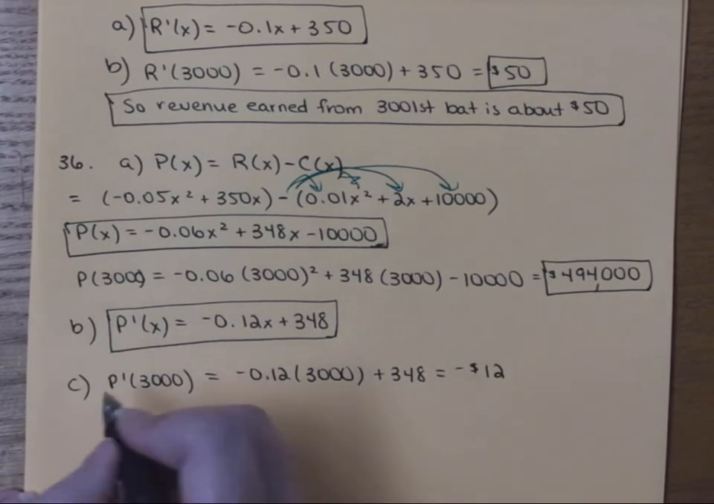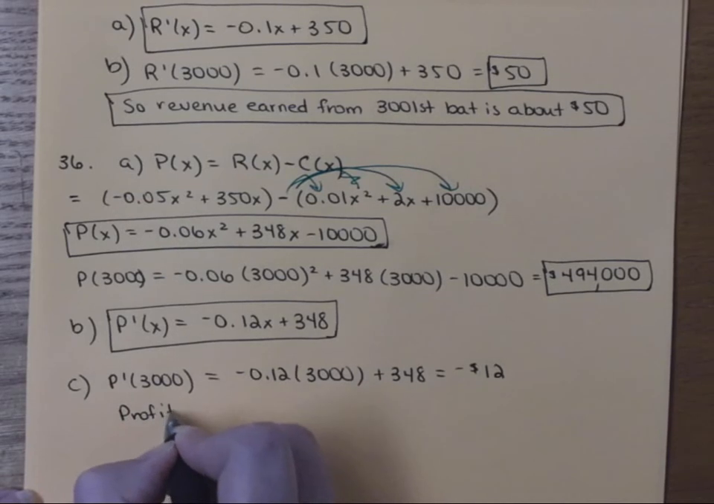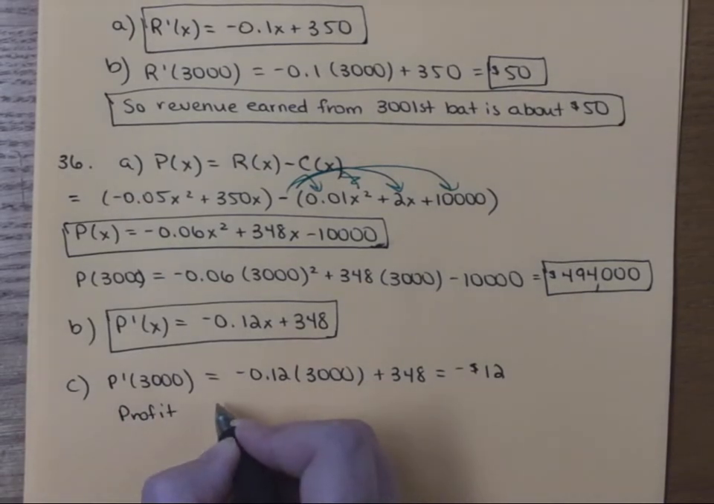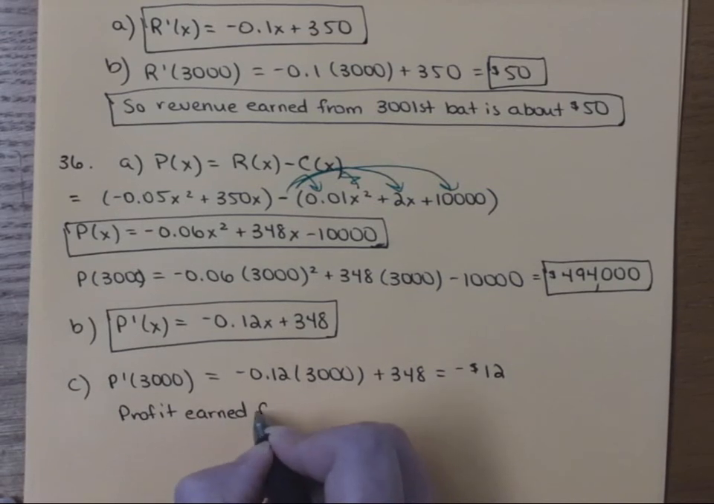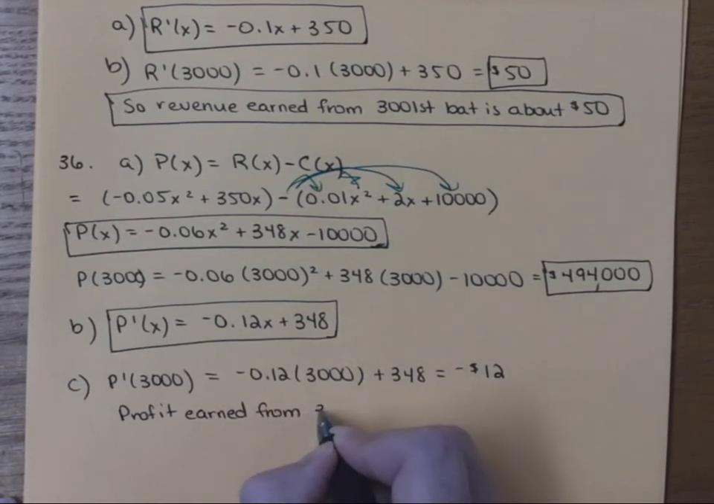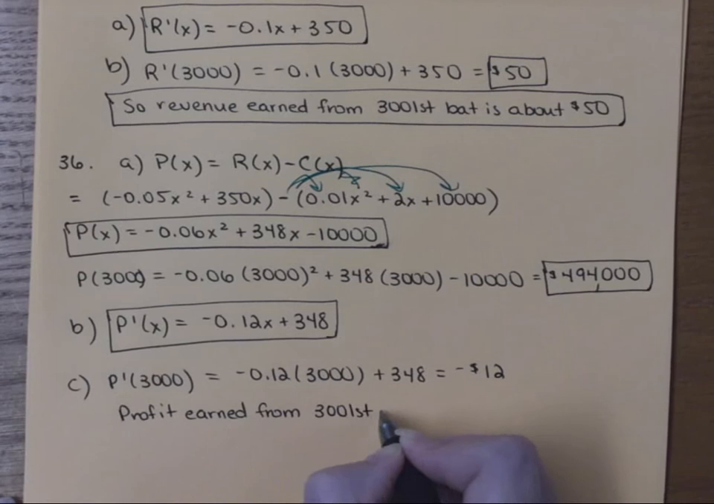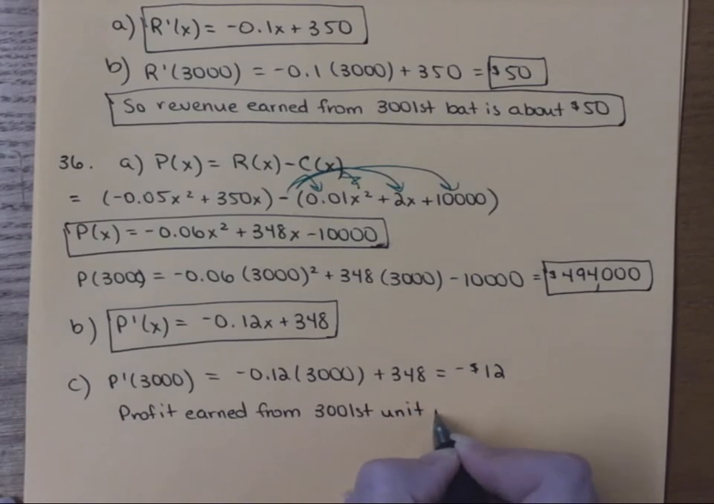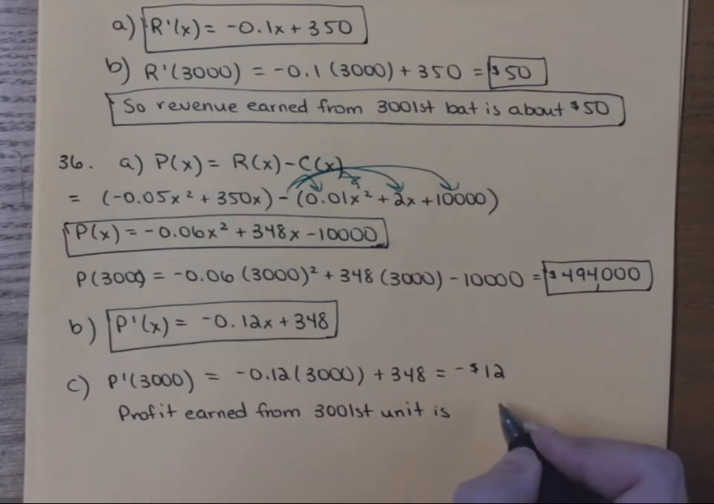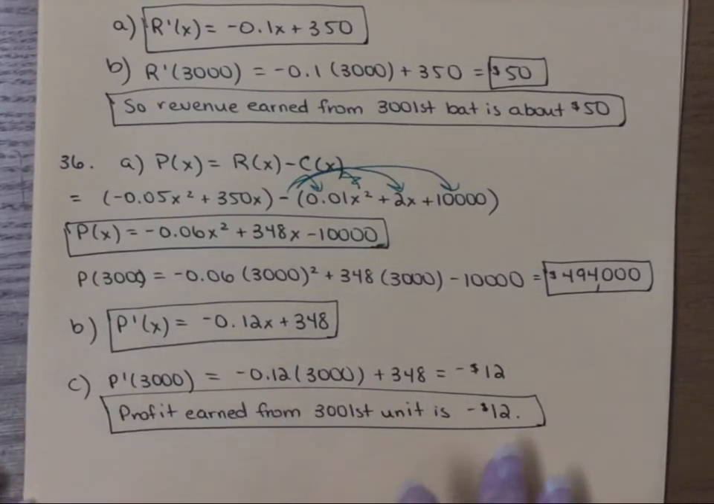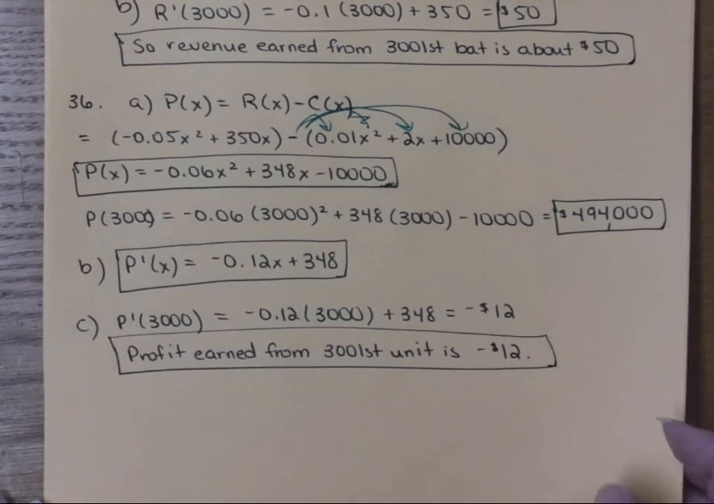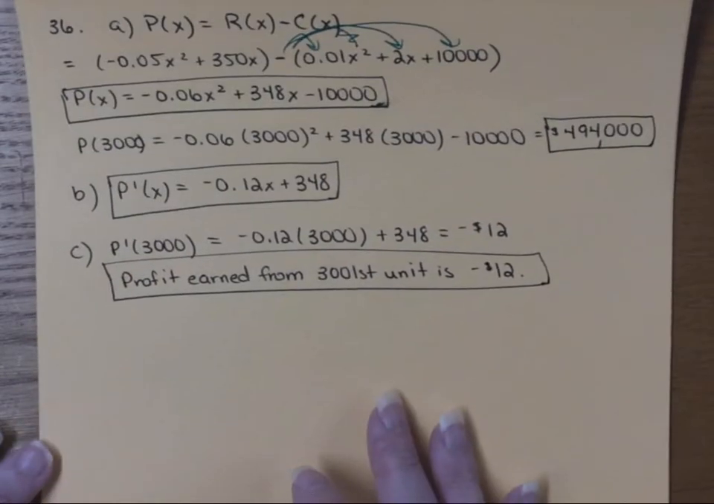Okay, so basically what this means is that the profit earned from which specific item, the 3,000 first unit, right, is negative $12. In other words, you're losing money. Okay, happens in business all the time. So they're not making a profit, they're actually losing in that case.